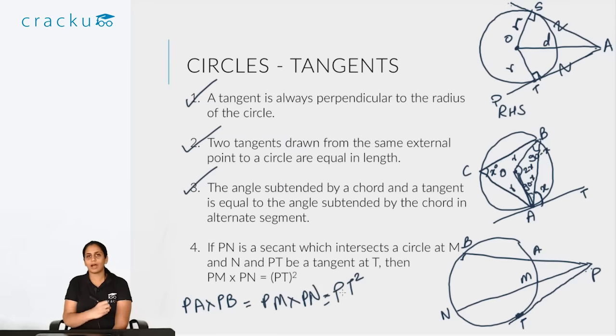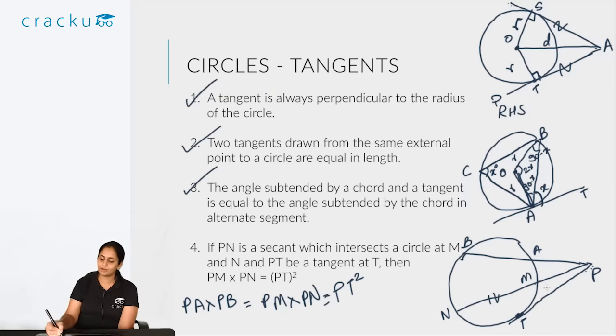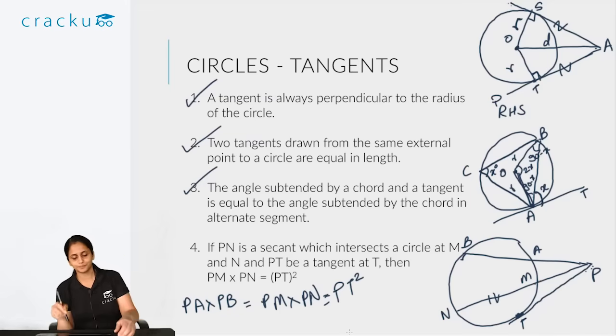So whenever you are asked to determine the length of any part, the length of any secant, like in this case, MN is a chord. So what is often asked is, what is the length of this chord? And you are given the length of the tangent. So using the length of the tangent, using the length of this value, you can then infer what the length of the chord should be. So whenever you are asked either for the length of the chord or the length of the tangent, this is a very useful formula to use in that case.